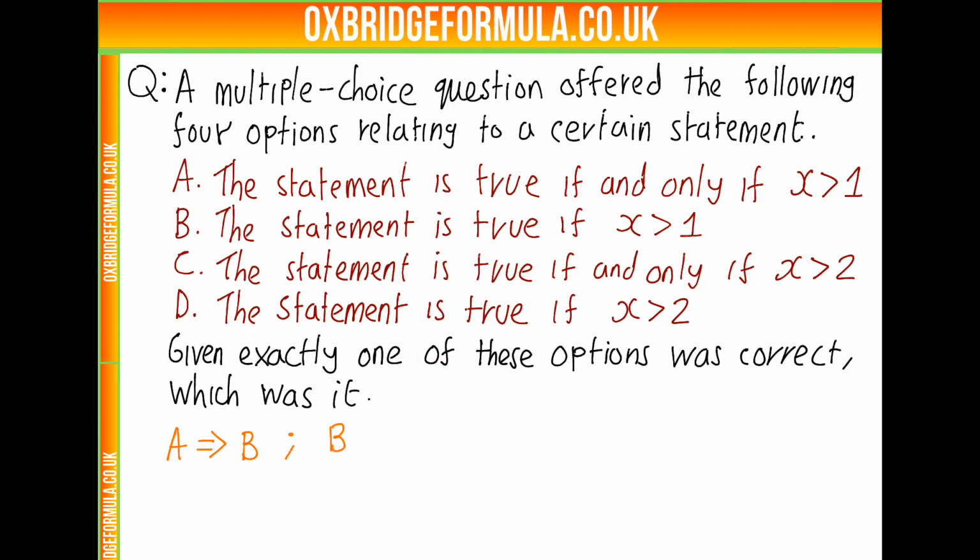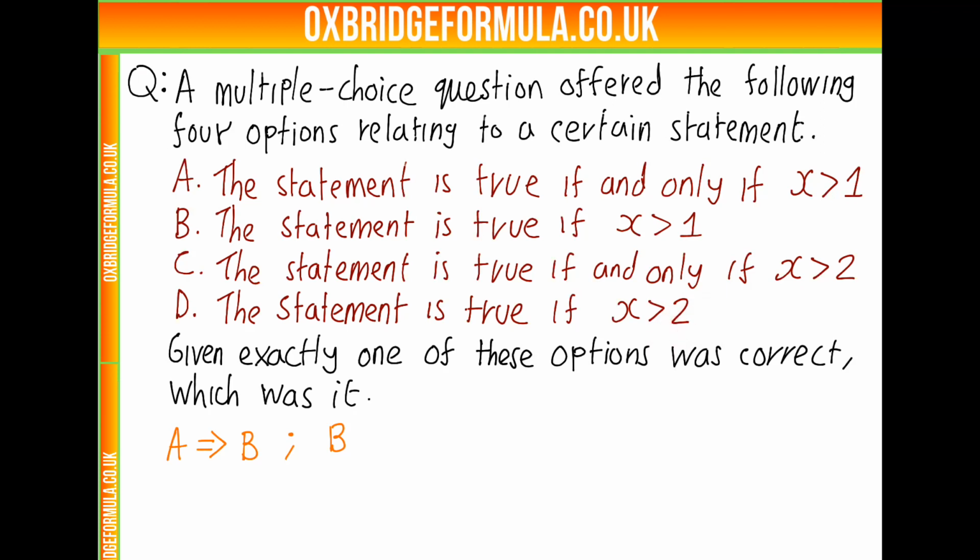So let's try B. Suppose B is true. So B shouldn't imply A, because if and only if isn't the same as if. And so we're looking at, does B imply C or D? Now, D looks the weaker statement, so let's look at D.